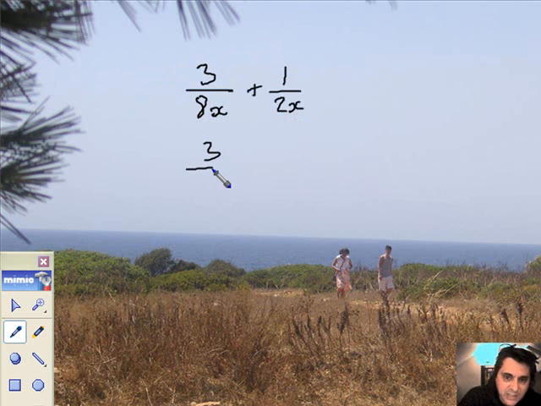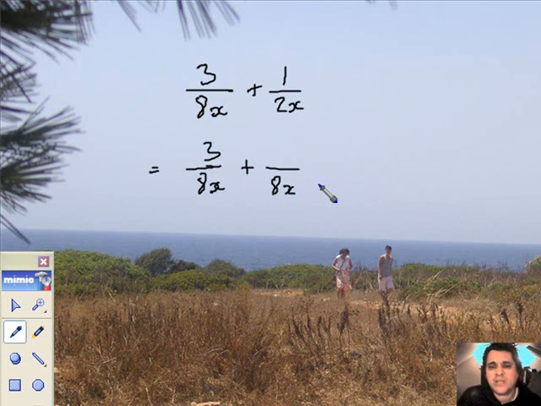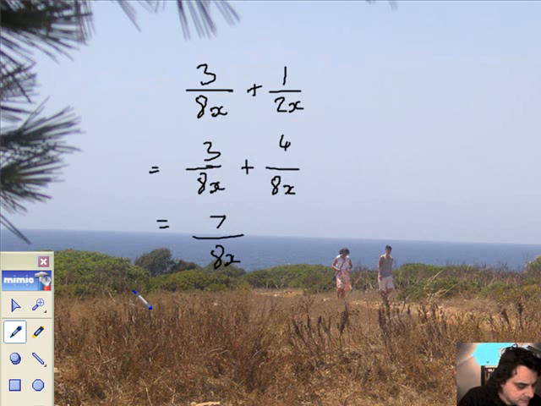So this one is completely happy to remain as he is. 3 over 8x plus something over 8x. Well, I multiplied that by 4, didn't I? 2x times 4 makes 8x. 1 times 4 is 4. Altogether, I've got a common denominator of 8x, so that's fair. 3 plus 4 is 7. I'm done with that one.